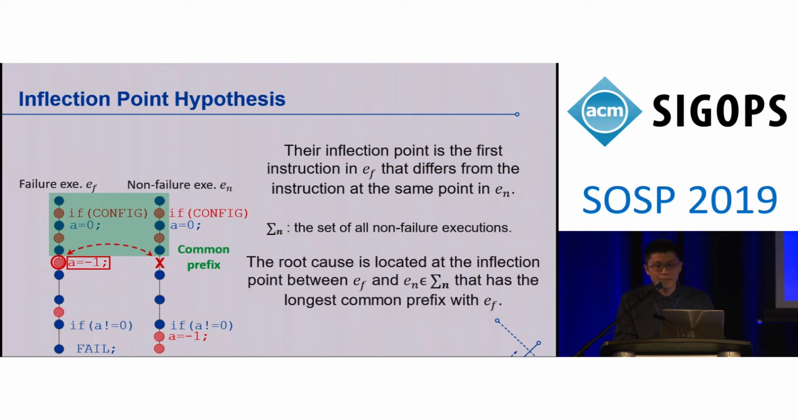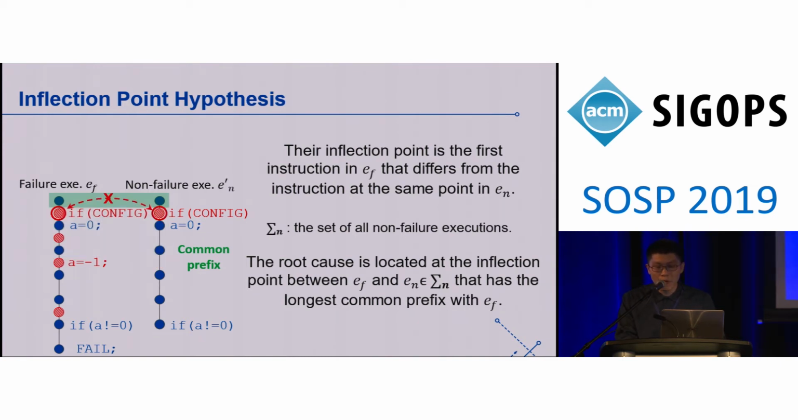And the inflection point hypothesis states that the root cause is located at the inflection point between the failure execution EF and the non-failure execution EN from sigma n that has the longest common prefix with EF. Theoretically, there are infinite number of non-failure executions, and the one that we are interested in is the one with the longest common prefix. How are we going to find this EN? We're also going to address this later in our practical tool.